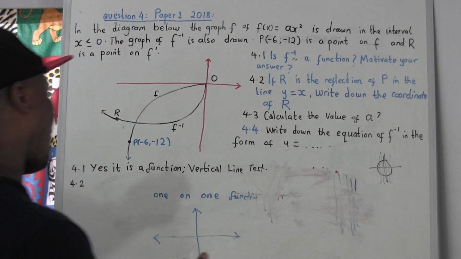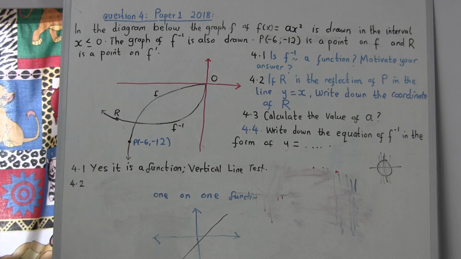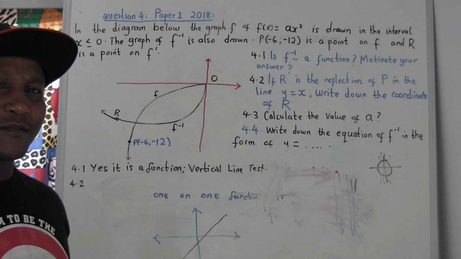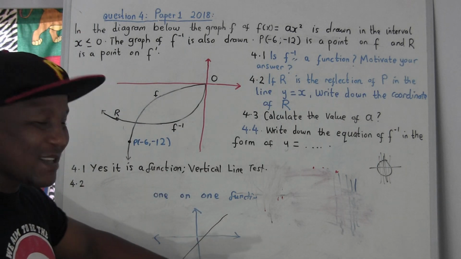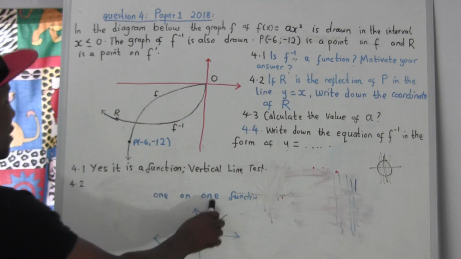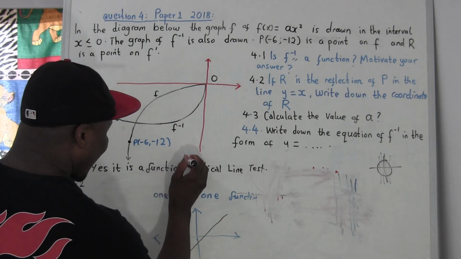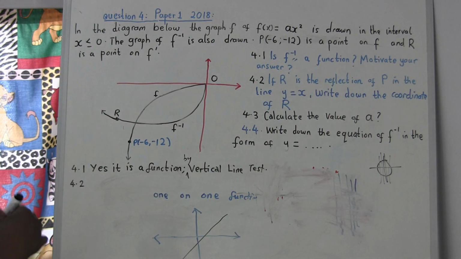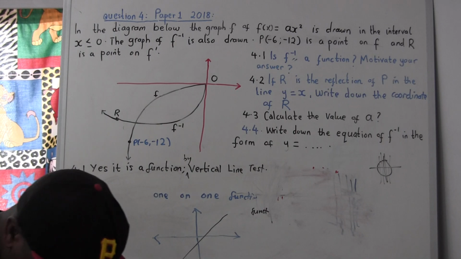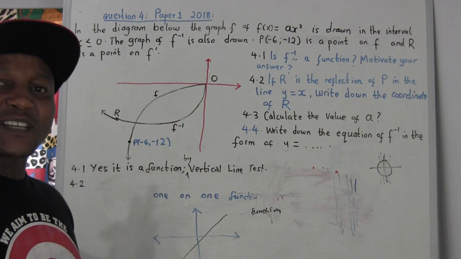So now, somebody asks you, is it a one-to-one function? First and foremost, don't start thinking about one-to-one right away. No! Let's first test if it's a function, and then we're going to think of one-to-one. Okay, let's test if it's a function. Yes, it's a function because it cuts once by the vertical line test. So after you find out it is a function, now we can test for one-to-one.